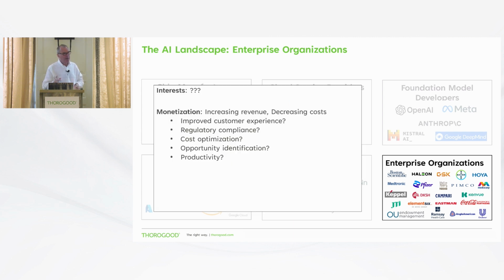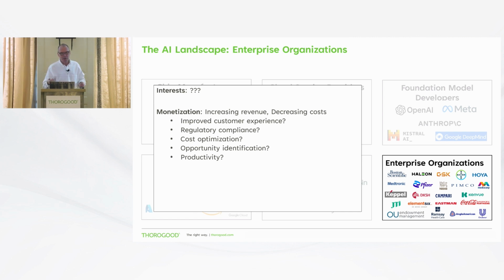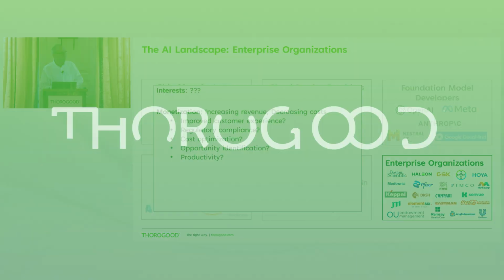So I'll leave it at that, or I'll hand back to Andrew at that. Think, what are your interests? Keep your interests to the fore. Don't let somebody else distort your interests. Monetization, increasing revenue, decreasing costs, improved customer experience, regulatory compliance, cost optimization, opportunity identification, productivity, any number of things, but they will be specific to your organization and your business functions.